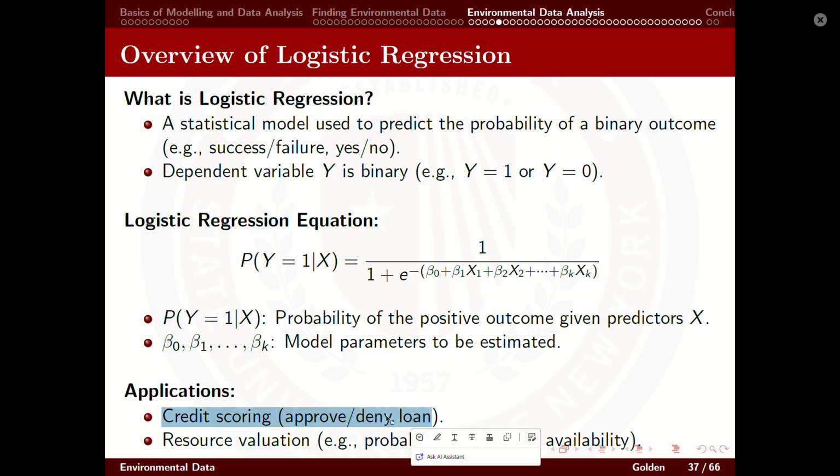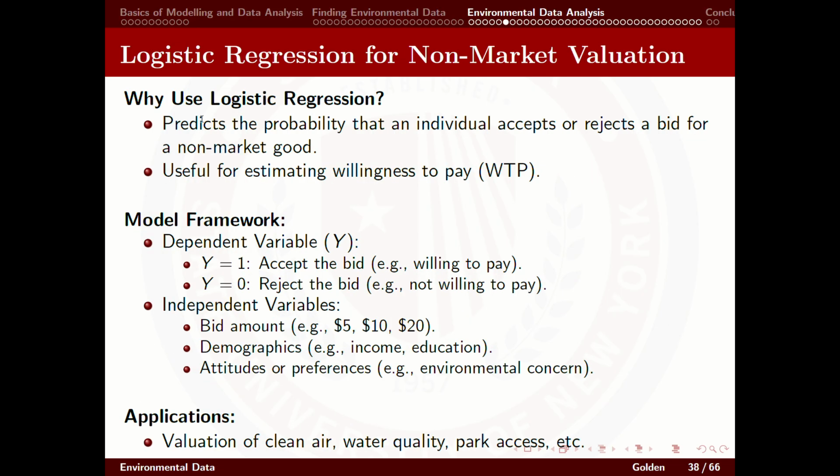So this is used for credit scoring. It's a traditional application you'll see in other classes, but it's also used for resource valuation. It's probability of resource availability and also willingness to pay. Logistic regression for non-market valuation.